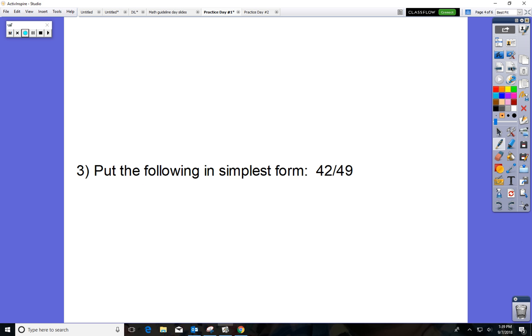Okay, so the next problem is asking us to put a fraction in simplest form. And again, this is a fraction. It's just written sideways with the way we have to write it in this program. So I'm going to rewrite it vertically.